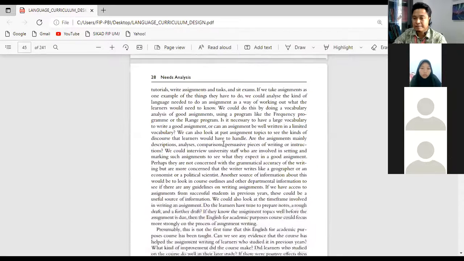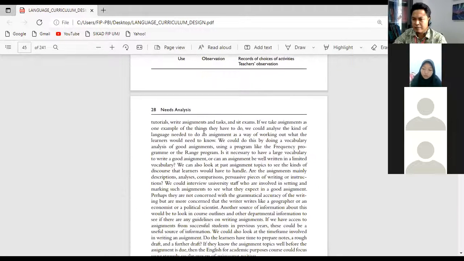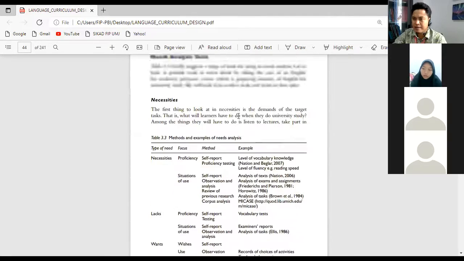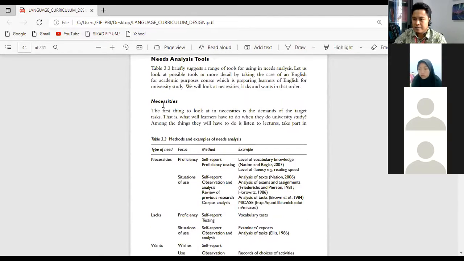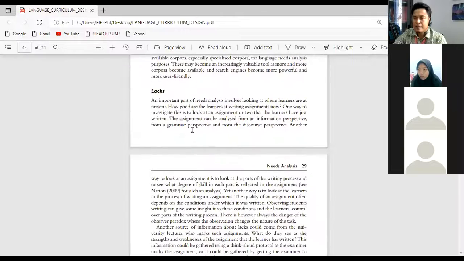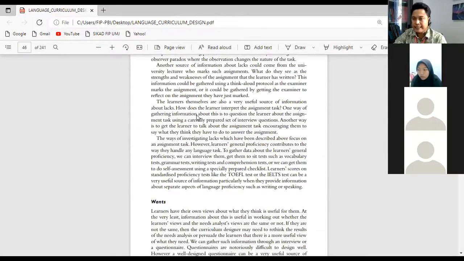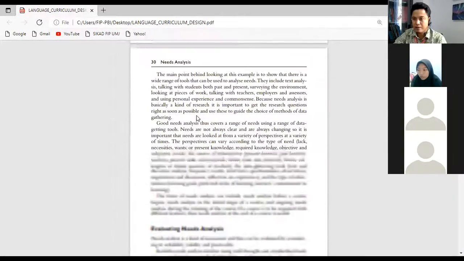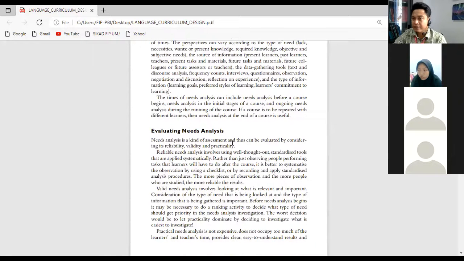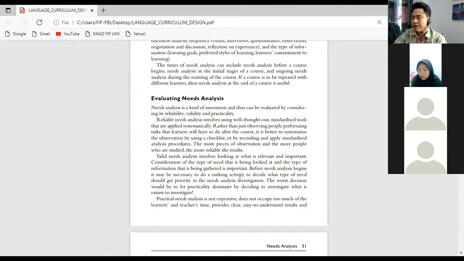Next here, tutorial assignment and tasks. The explanation of this one will be the same, I guess. And lacks here is a more detailed explanation. And then next here is evaluating need analysis. After you are concerned about what you are going to analyze in need analysis, necessities and lacks, next you also need to do an evaluation, or evaluating need analysis.